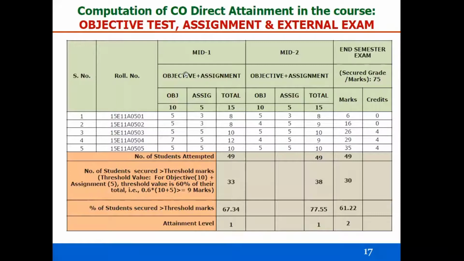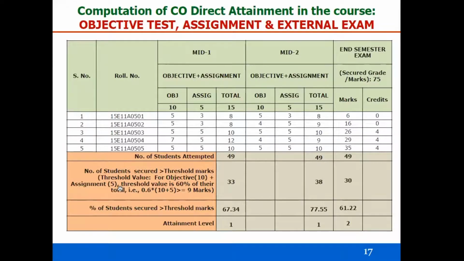Now here you can see objective test plus assignment 1. Total marks you have to consider. So here student 1 secured 8, 8, 10, 12 and so on out of 15 marks. Then mid 2 also the total marks are there. Now what you have to do is take the number of students who attempted the mid 1 with objective plus assignment. Let us assume 49 students. Mid 2 also 49. Our class strength is around 50, so let us take whoever attempted.